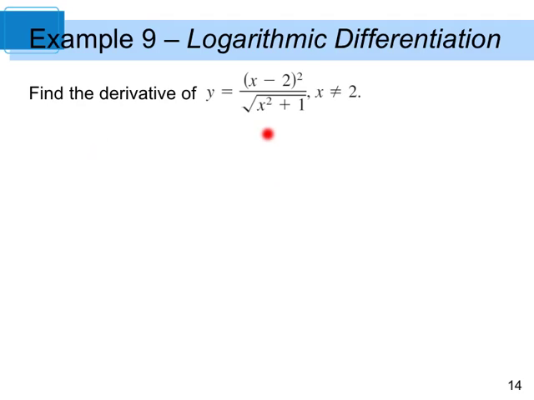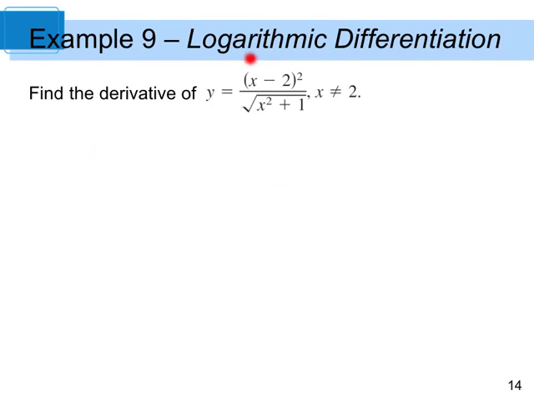So here's an example. We have this function here, y equals the quantity x minus 2 squared all over the square root of x squared plus 1. So think about what would need to be done to find this derivative. First you would need, pause the video if you want to think of it yourself, a quotient rule.